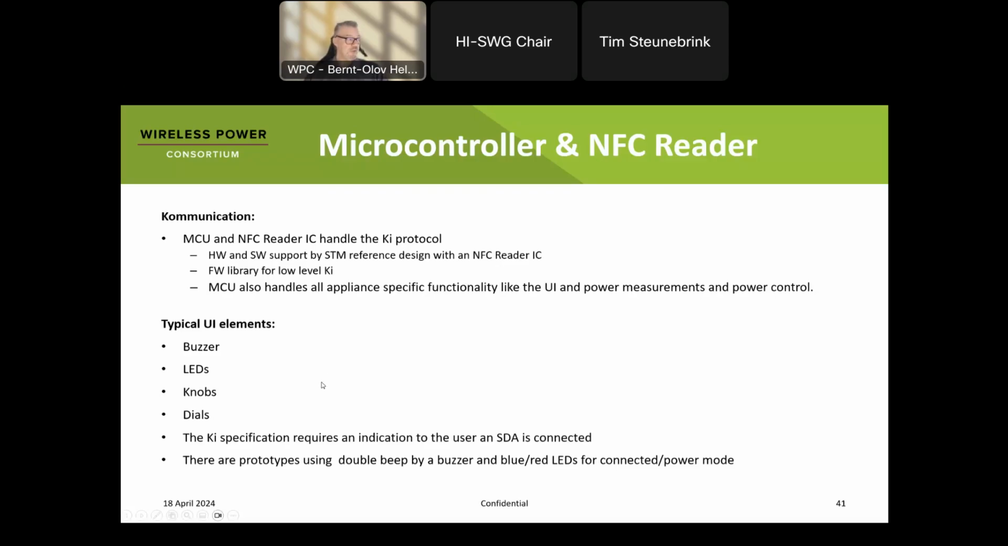Some of the typical user interface elements are the buzzer, the LEDs, the indicators for feedback, knobs and dials for you to adjust things. The Ki specification requires an indication. As I said, you need to have something that gives feedback. There are prototypes I've seen using buzzers or double beeps or blue-red for indicating power level, etc. So there is freedom there as well.